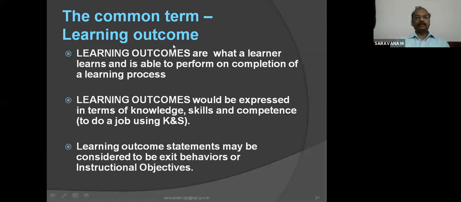So, the common term: learning outcome. In every syllabus you see, every book you see, learning outcome is the common term. So we must understand properly what a learning outcome is. Learning outcomes are what a learner learns and is able to perform on completion of a learning process.